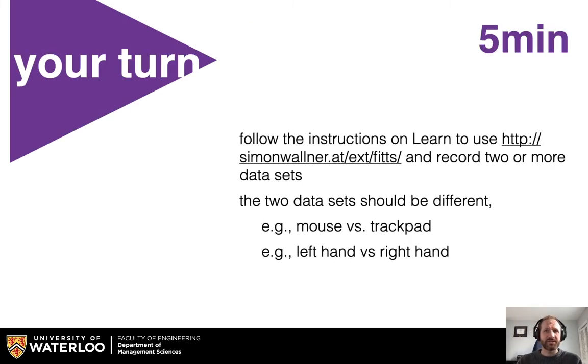I want you to follow the instructions and go to this Fitts's law simulation online and record two or more data sets. And I want you to try and compare two things. For example, either compare the mouse versus the trackpad. So do the Fitts's law test several times with the mouse and then do it with the trackpad. Or try your left hand versus your right hand and see if you're ambidextrous or if one of your hands is faster at acquiring these targets with the mouse than another one. So go ahead, follow the instructions and submit, and I'll wait.